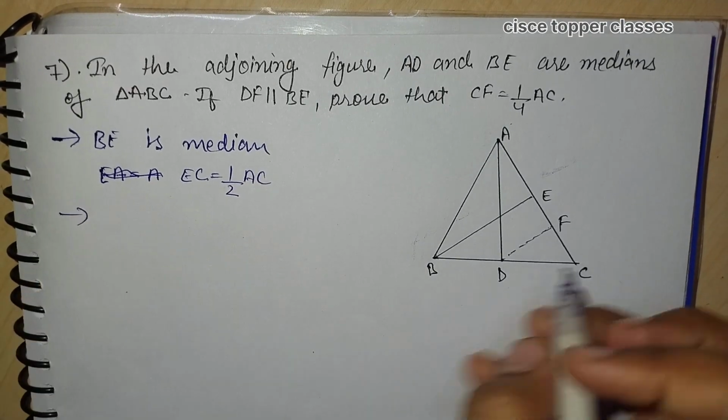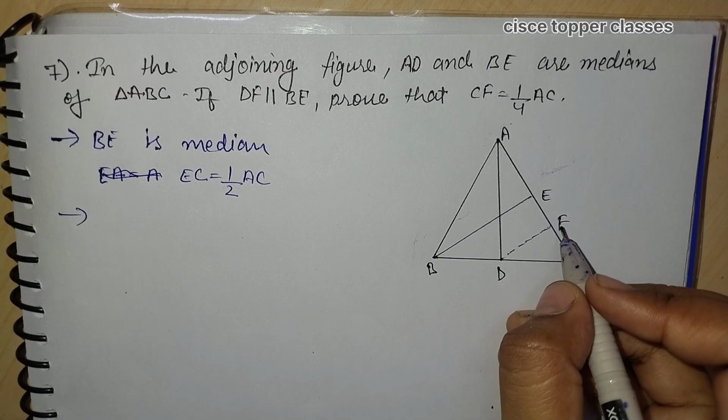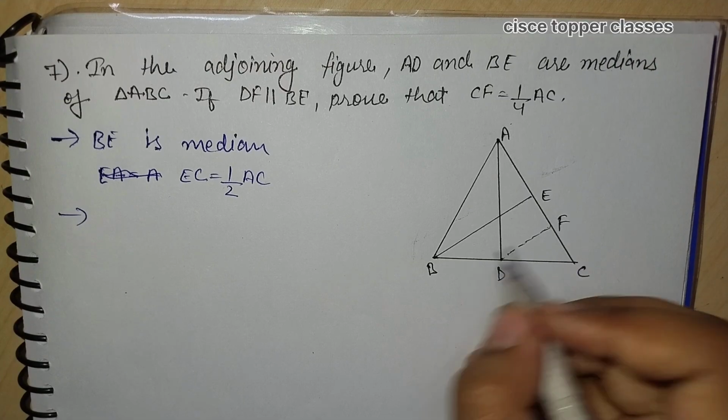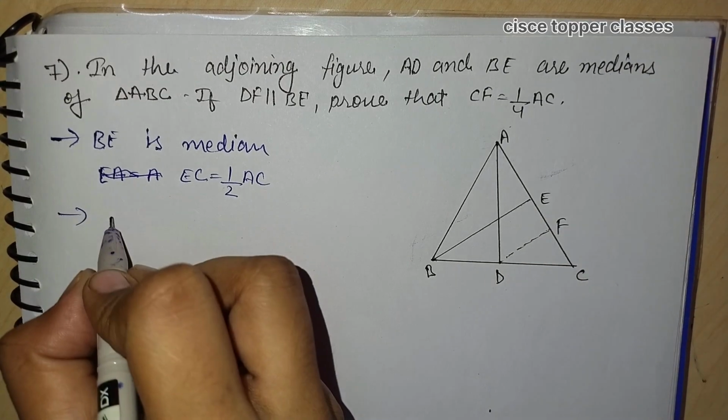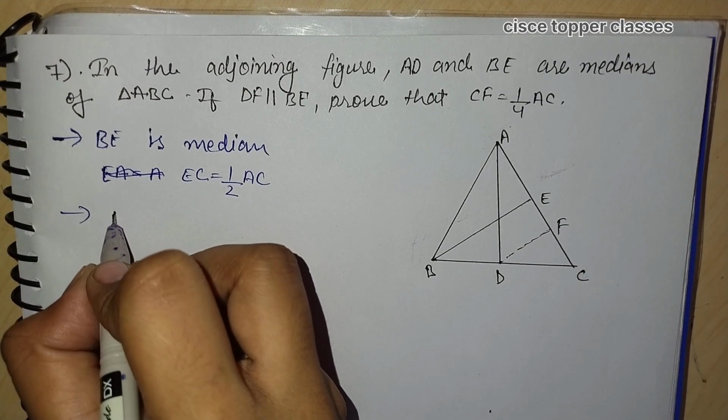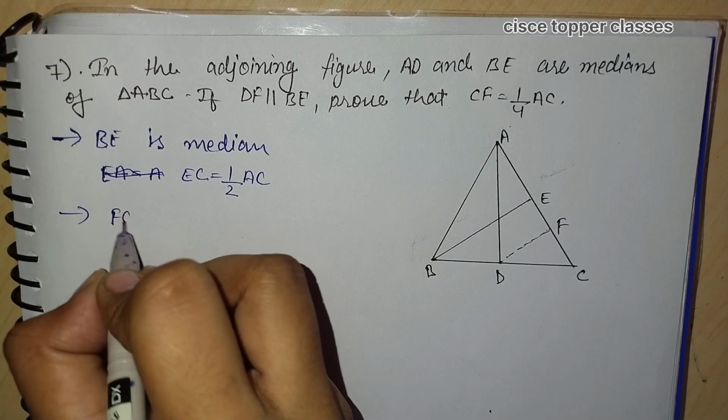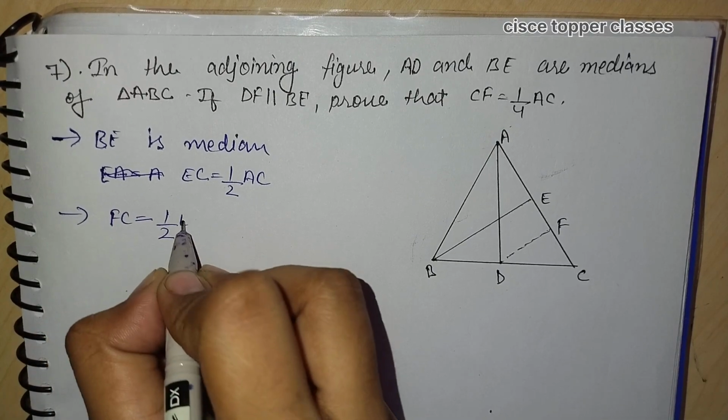And in the second part, F is the midpoint of line EC, so we can write FC is equal to half of EC.